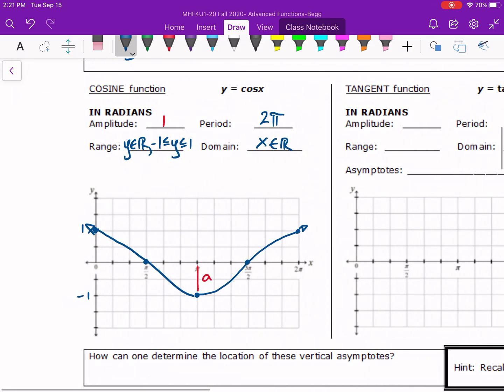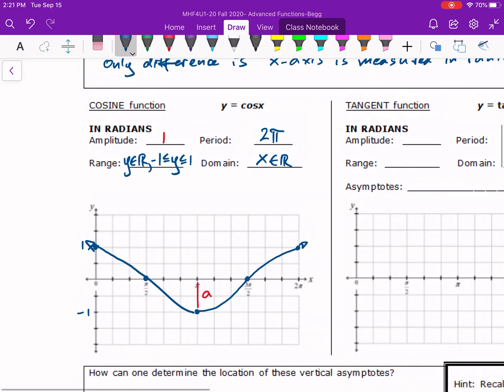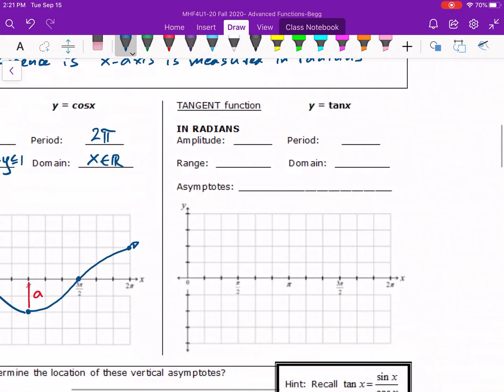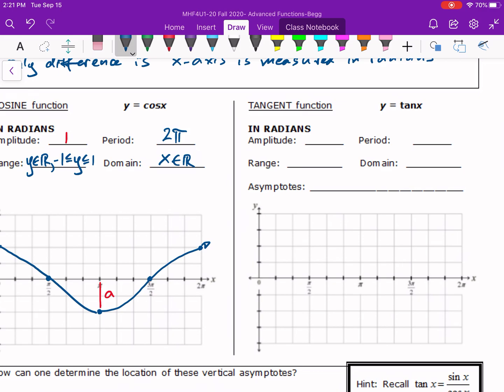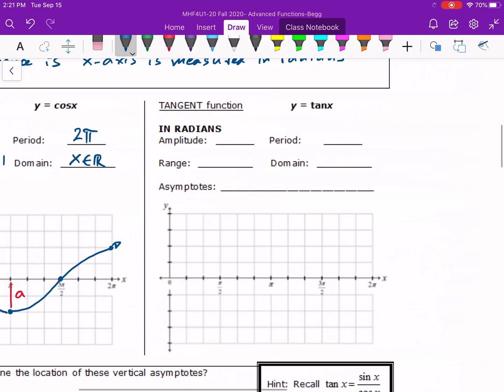Okay, so a lot of similarities between the cosine function and the sine function. It's like you took the sine function and shifted it a little bit to the right or to the left.